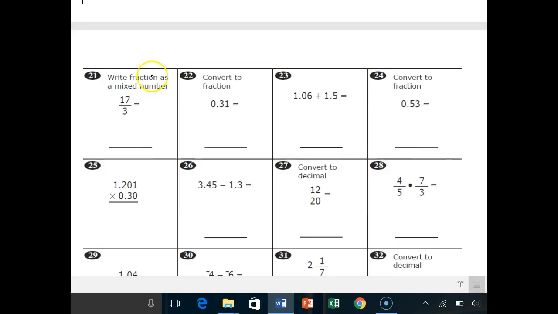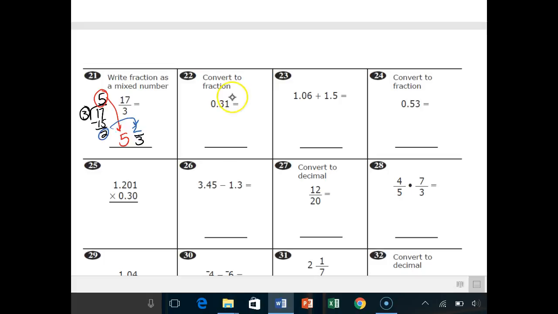Right, backside. To change an improper fraction to a mixed number, you divide 3 into 17. 3 goes into 17 5 times with 2 left over. So that is your whole number, 5. This is your numerator, 2. And this is your denominator, 3. Okay, so the 5 came from right here. The 2 came from right here. And the 3 just kept the same, 5 and 2/3.